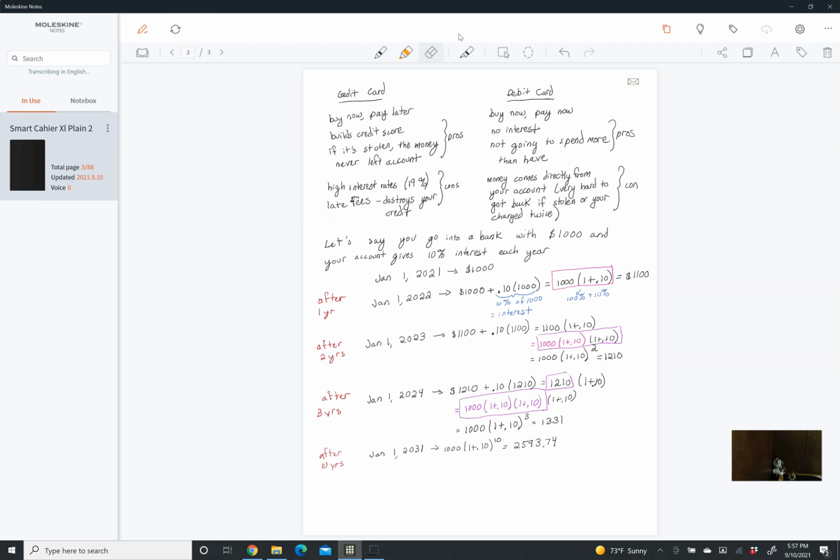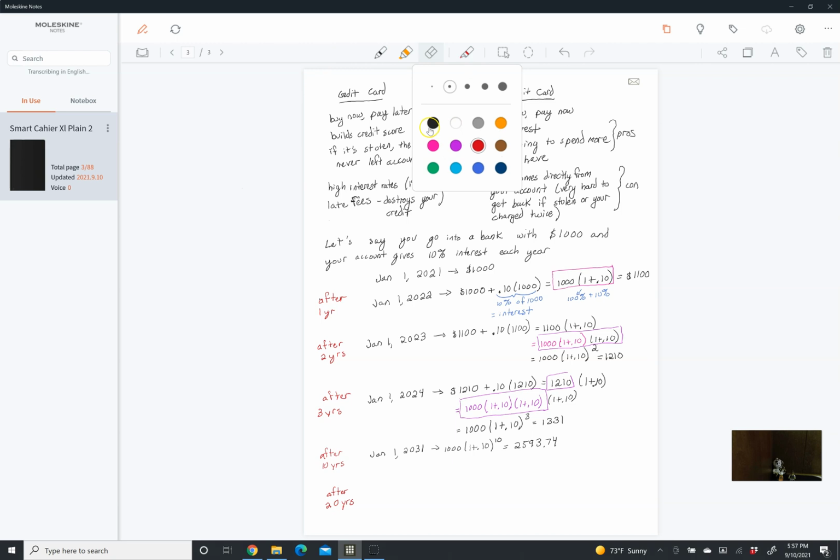Okay. After 20 years, we can do the same thing. So we don't know how much we have in the bank after 19 years. But we can do exactly the same thing that we did here. So 20 years, we're talking about January 1st, 2041. And same thing, we know that we take the original and then we just multiply by 1 plus 0.10 20 times. And again, if we plug that in, we get $6,727.50.